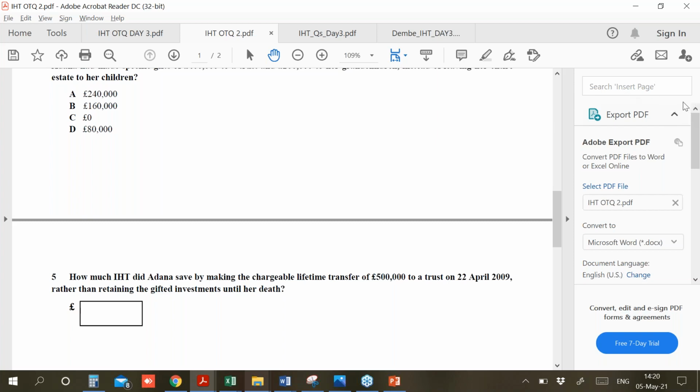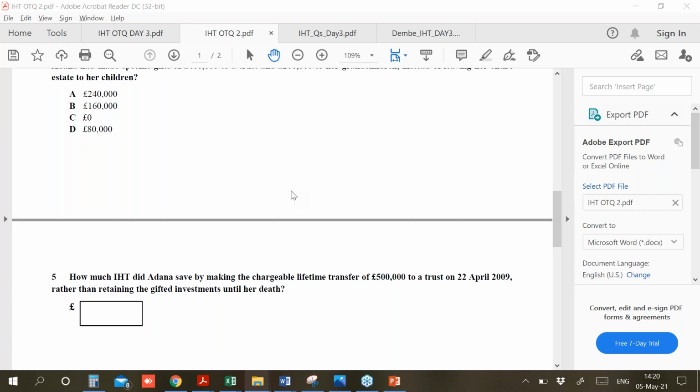So guys, Asma has asked, sir, does that also save the annual exemption of 3,000? The annual exemptions are available in the lifetime, Asma. They do not have any impact on the death, because if she had made them in the lifetime, the annual exemption would have been available. However, if she would have retained them at the death, there are no annual exemptions available at death.